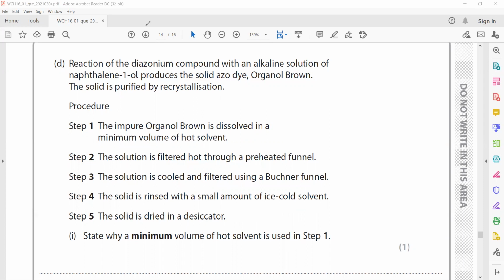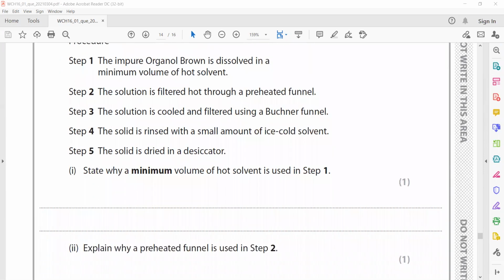State why a minimum volume of hot solvent is used in step 1. Why do we use a small quantity of hot solvent? To make a saturated solution when it is cooled. If a large volume of solvent is used, most of the azo dye will remain in the solution when we cool down. We don't want that, so we use a minimum of solvent.